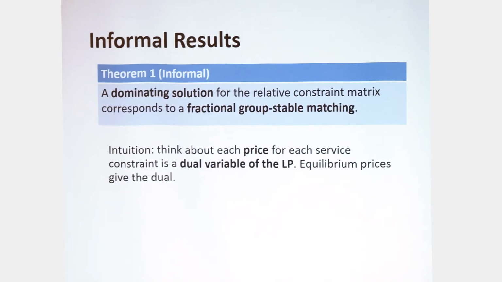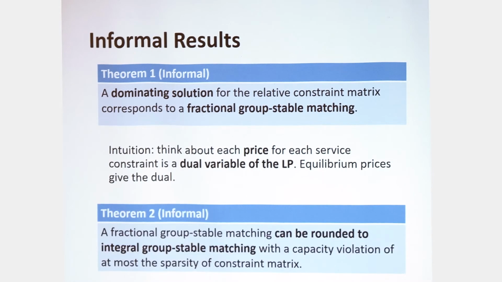And here are our informal results. First, we can restate what I just said before. From a dominating solution for the relaxed constraint, we can get a fractional group stable matching. And from a fractional group stable matching, we use a rounding method to get an integral group stable matching. But it can violate some constraints, and the violation here is at most the sparsity of the constraint matrix.